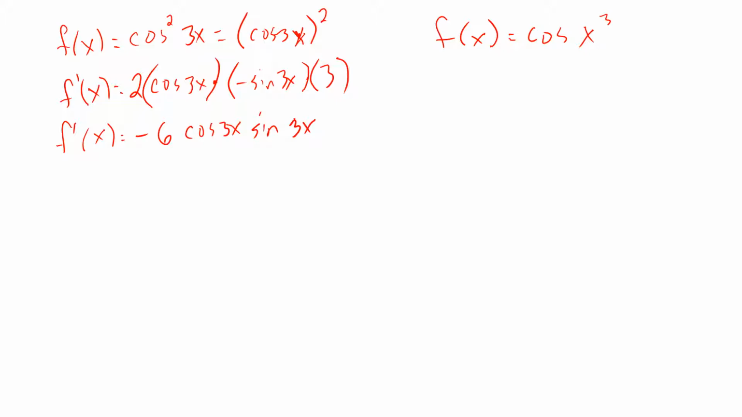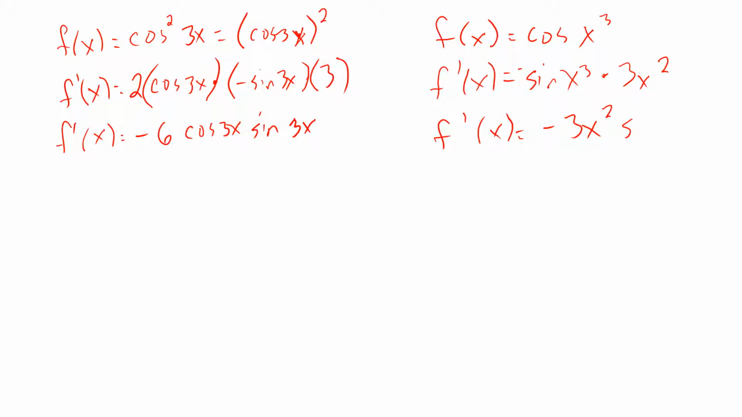So here the big function is cosine of something. What's the derivative of cosine of something? That's going to be negative sine of something, x cubed, times the derivative of something, 3x squared. So rewriting this, f prime of x equals negative 3x squared times the sine of x cubed.